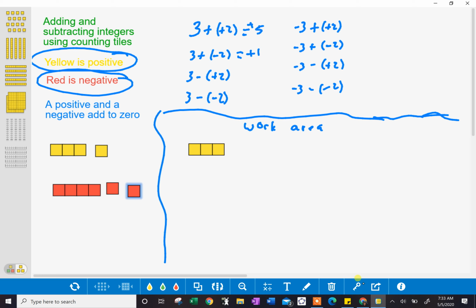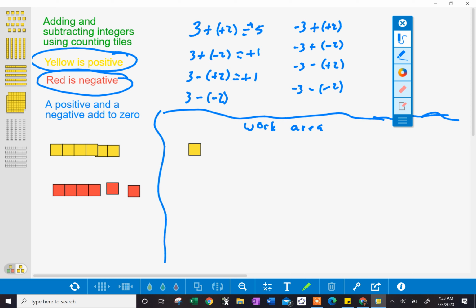The next one says, I'm starting with 3 positives. I'm going to take away 2 positives. Actually, that's not confusing at all. If I start with 3 positives, and I'm going to take away 2 positives, 1, 2, I'm left with 1 positive. And I think that's probably the easiest one to understand ever. So what you might realize is if you're taking away a positive, that's just the same as subtracting. And if you're adding a negative, that's also the same as subtracting.